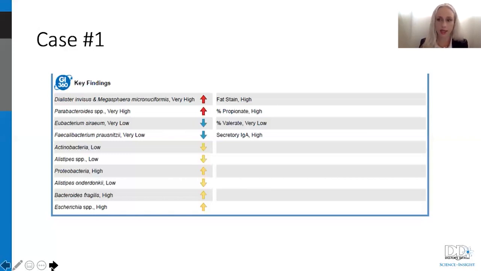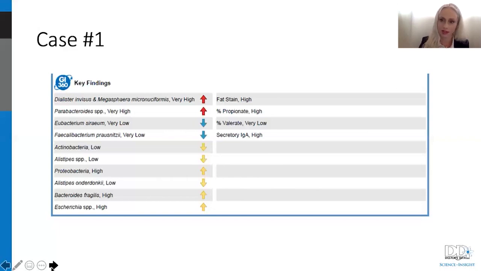Secondarily, the second column here talks about the other findings within the GI 360. So the patient does have a fat stain that is likely dietary related. We do see higher propionate, lower valerate, so we do see some short chain fatty acid imbalance, and that does make sense based on the dysbiosis of the microbiome. And we do have a high fecal secretory IgA. Potentially that's associated with a gastrointestinal infection in the past 4 to 6 weeks or a food sensitivity.